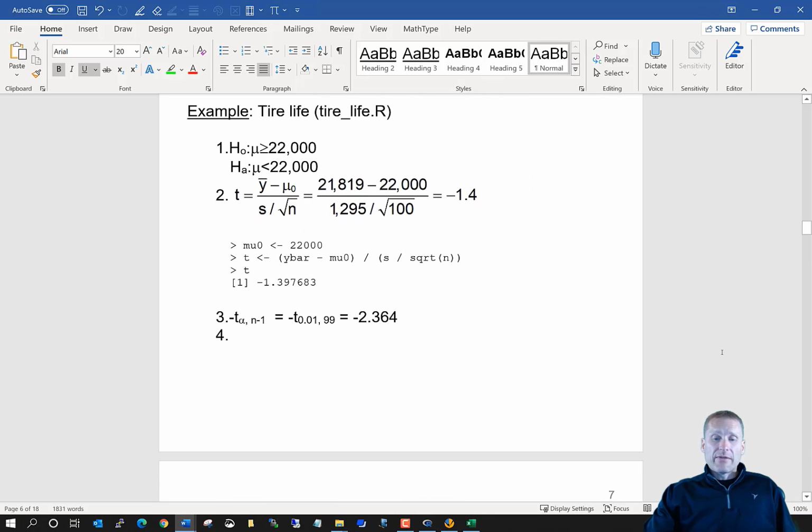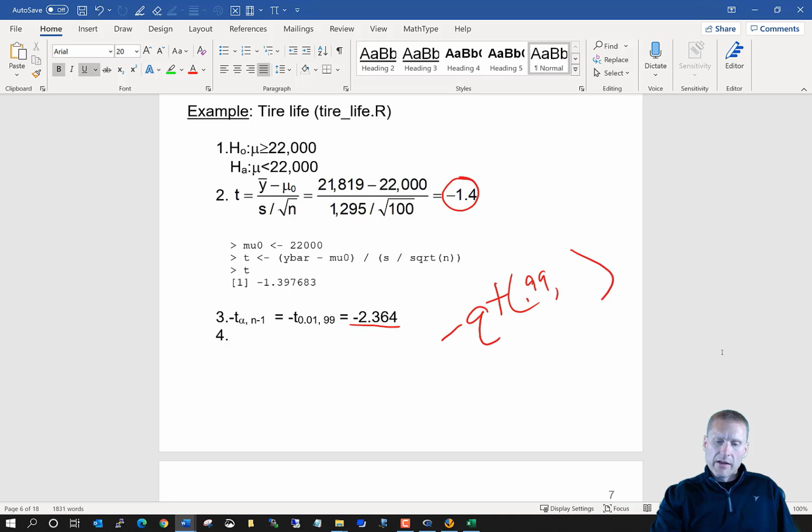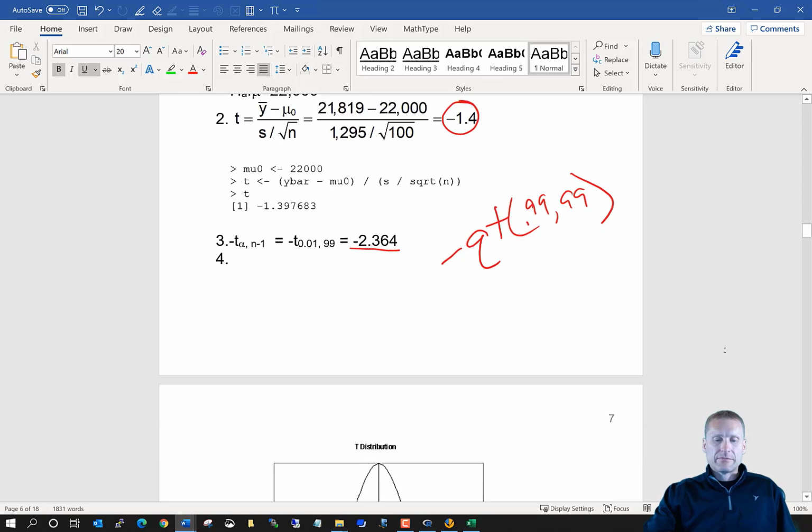So for the tire life example then, the test statistic ends up being negative 1.4. Our critical value, again, you can go to the qt function to find that. You would, in this particular case, let's see, you could put 0.99 there, with a minus, and then your degrees of freedom of 99. That would be one way to find that.